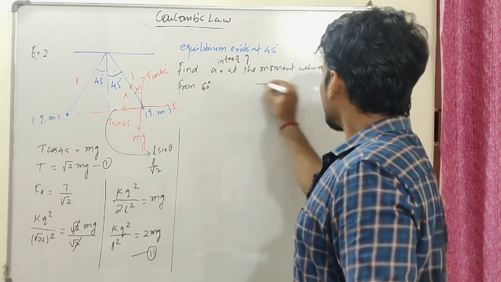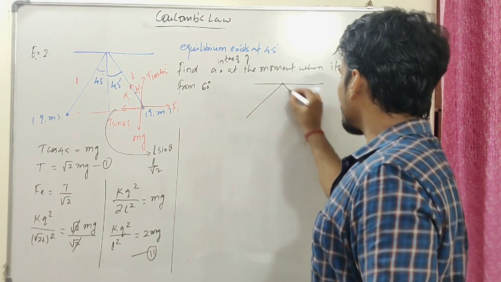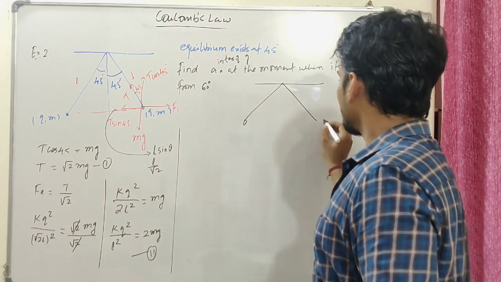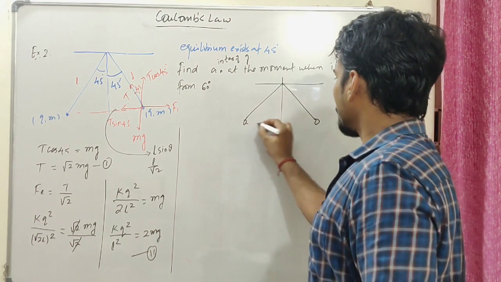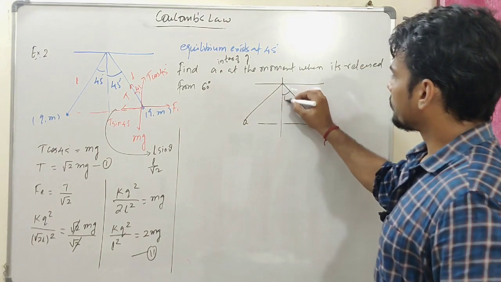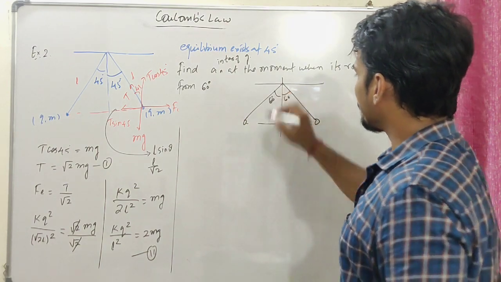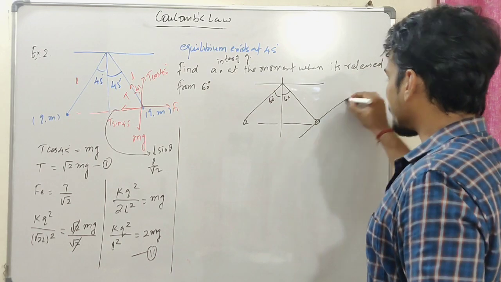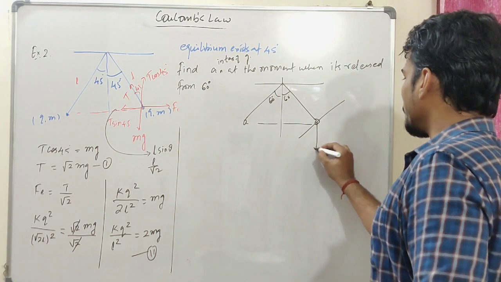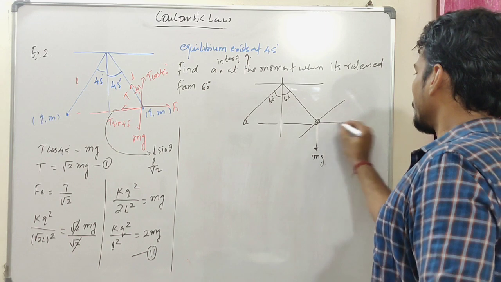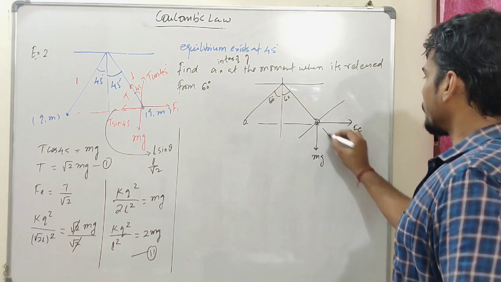So let's say this time when it is released from 60 degree. Now, very quickly, this angle is 60 degree. Of course, this is going to be 60 degree. Let's say again the tangential acceleration. Now the forces will be mg downward. Here we'll have Fe. Okay, the same concept.